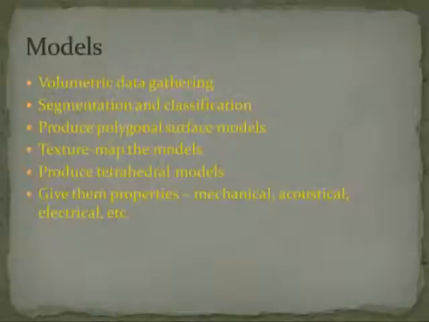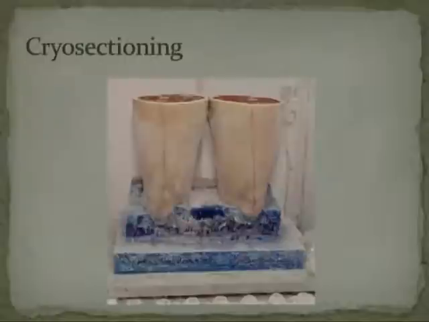You can make the surface models and the texture map models from that. The tetrahedral model is a volumetric description. If you think about the little triangles that make up a polygon, well, it's now a four-sided thing. It has all these nice properties that let us push and deform things, and I'll show some stuff on that. If you can give them mechanical properties and acoustical properties and all that, then you've started to build your virtual patient from that data.